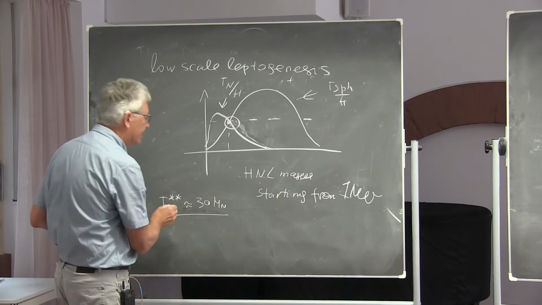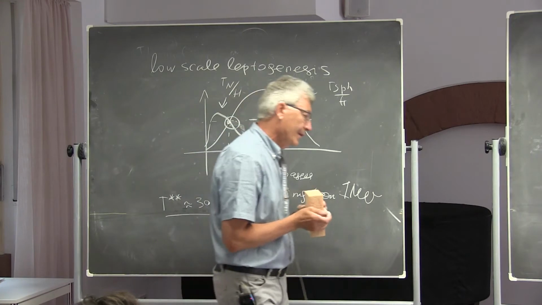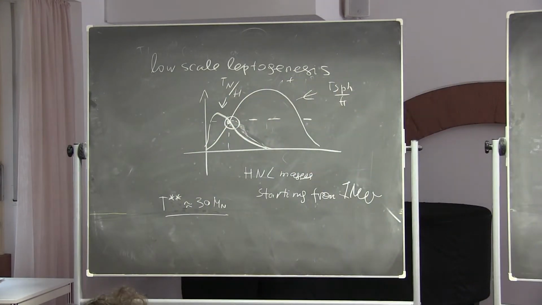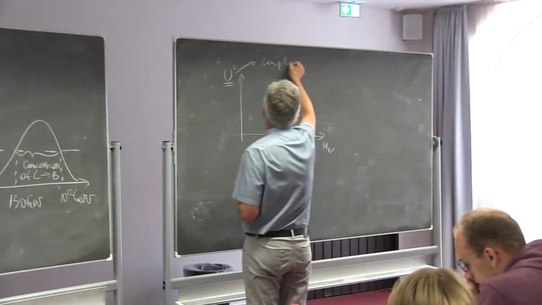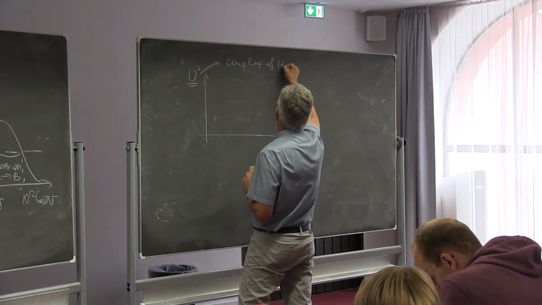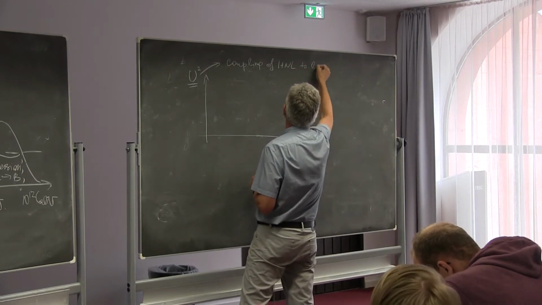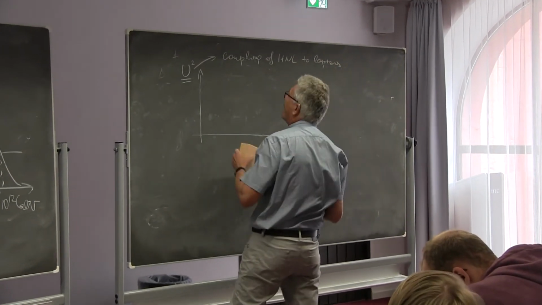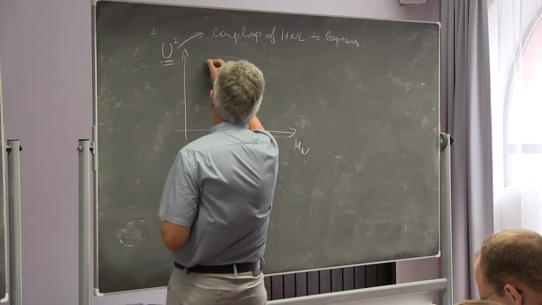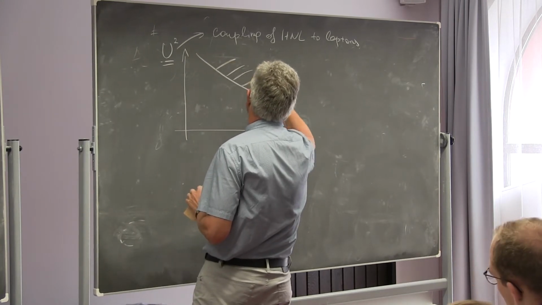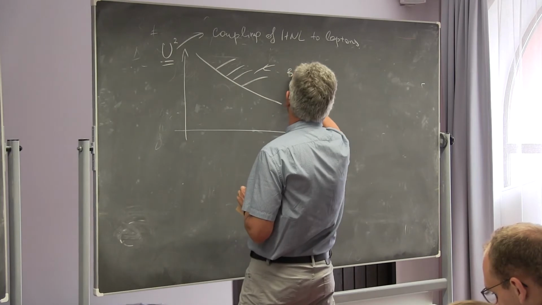So this was just for the case when everything was the same. So if I put here the coupling of HNLs to leptons, okay, so this is associated with Yukawa couplings, then there is some region here in which baryon asymmetry cannot be created.